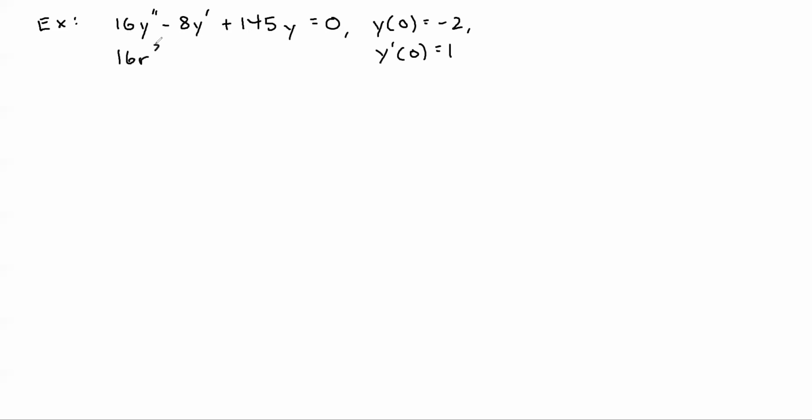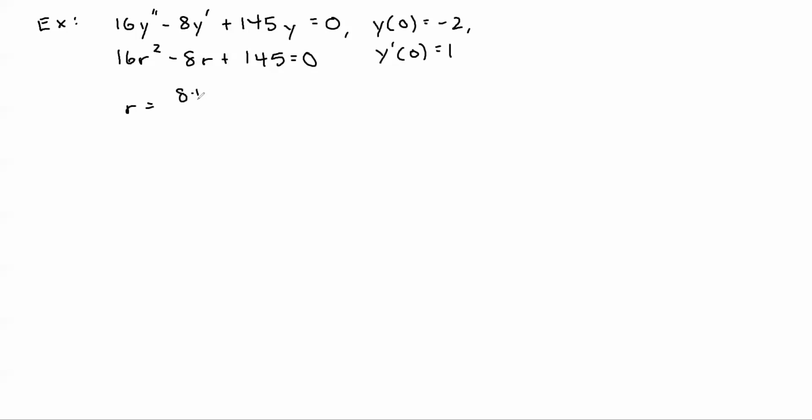All right. So we have 16y double prime minus 8y prime plus 145y equals 0. We also have that y of 0 equals -2 and y prime of 0 equals 1. All right, so first form the characteristic equation. So you get 16r squared minus 8r plus 145 equals 0. And then break out the quadratic formula.